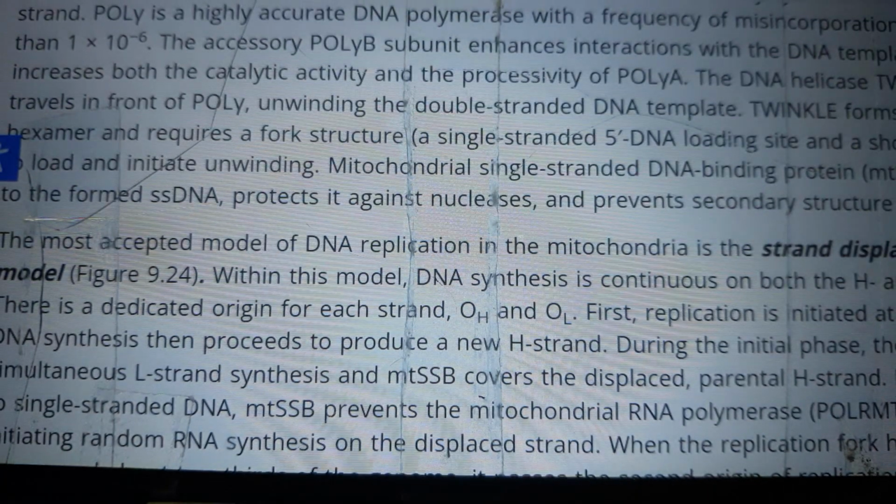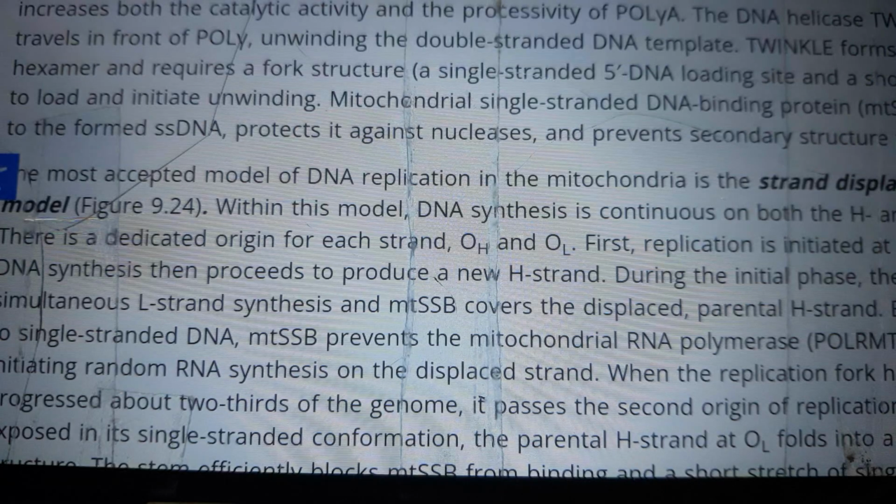Pol-gamma is a highly accurate DNA polymerase with a frequency of misincorporation lower than 1 × 10⁻⁶. The accessory pol-gamma B subunit enhances interactions with the DNA template and increases both the catalytic activity and the processivity of pol-gamma A. The DNA helicase Twinkle travels in front of pol-gamma, unwinding the double-stranded DNA template. Twinkle forms a hexamer and requires a fork structure, a single-stranded 5' DNA loading site, and a short 3' tail to load and initiate unwinding.